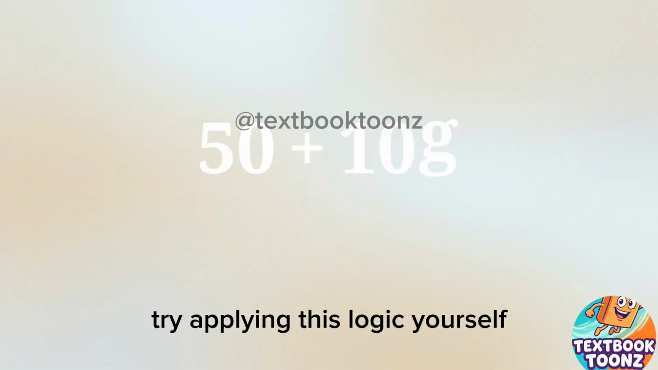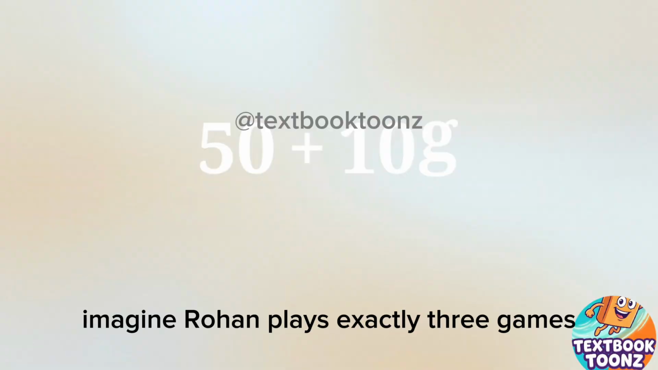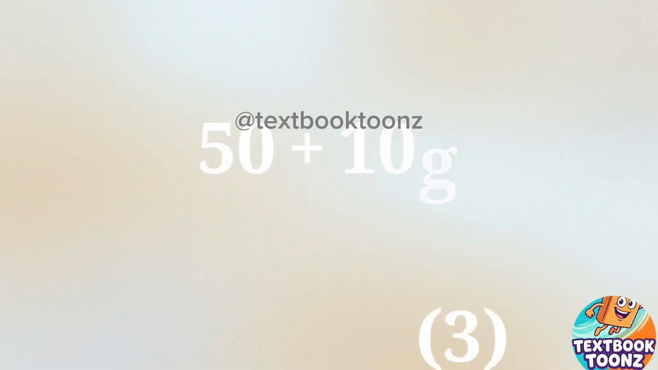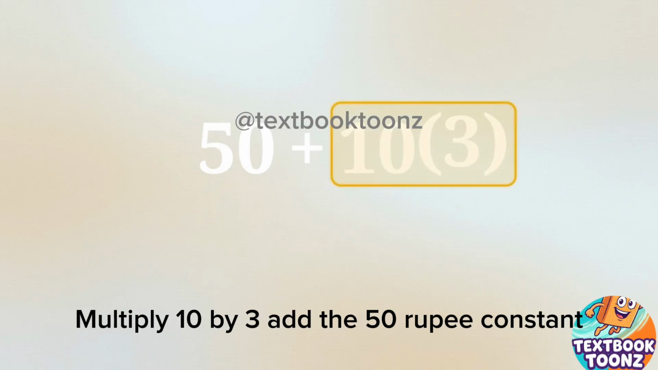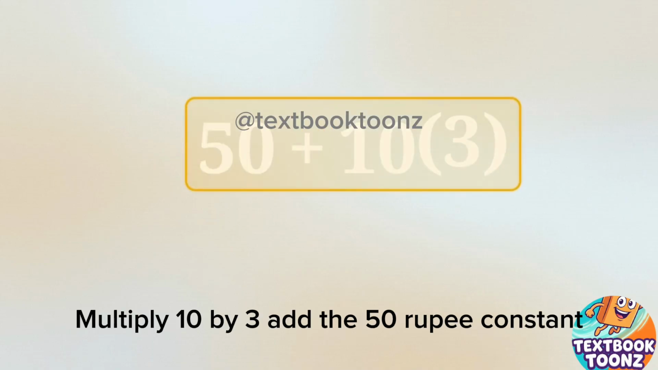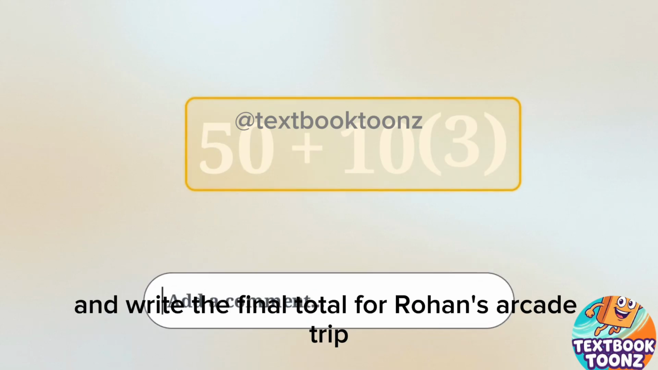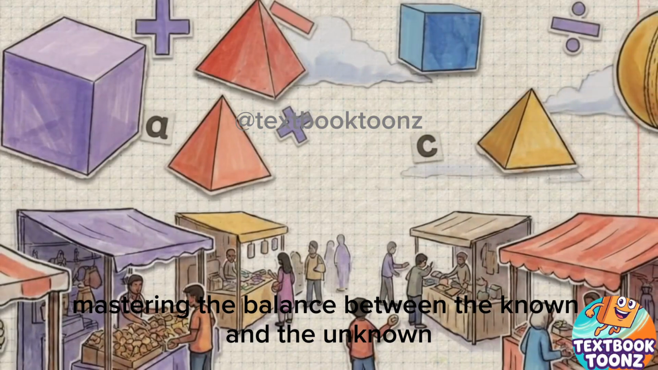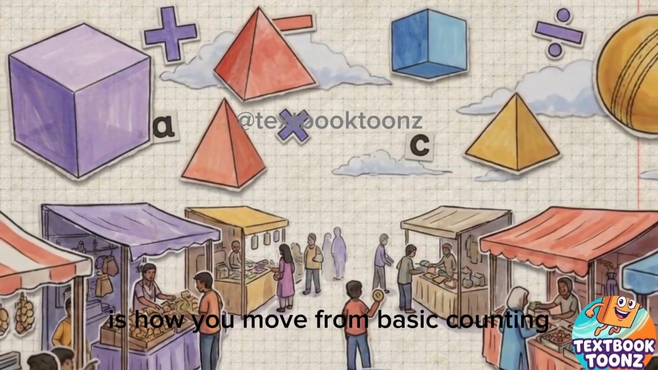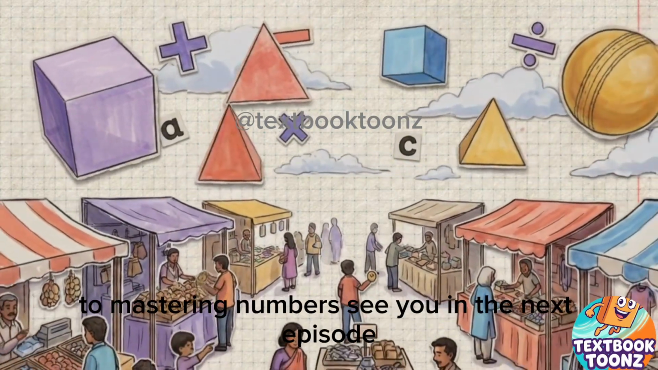Try applying this logic yourself. Imagine Rohan plays exactly 3 games. In our formula, G is now replaced by 3. Multiply 10 by 3, add the 50 rupee constant, and write the final total for Rohan's arcade trip in the comments. Mastering the balance between the known and the unknown is how you move from basic counting to mastering numbers.